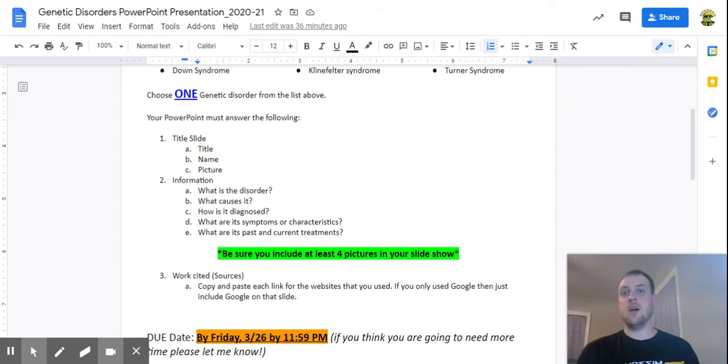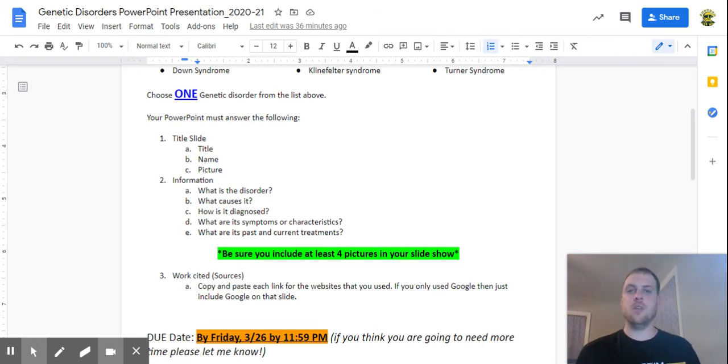Are they able to do it when they're just an embryo? Is it a blood test? Is it a saliva test? How do they diagnose whatever this particular genetic disorder is that you have selected?